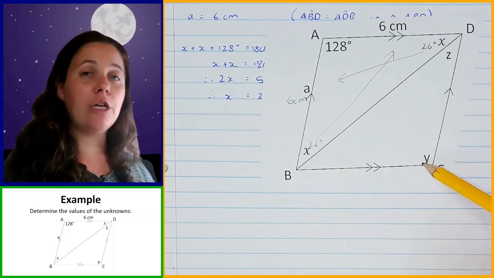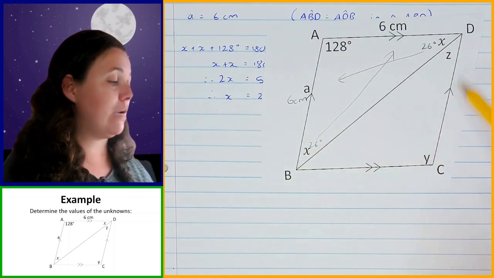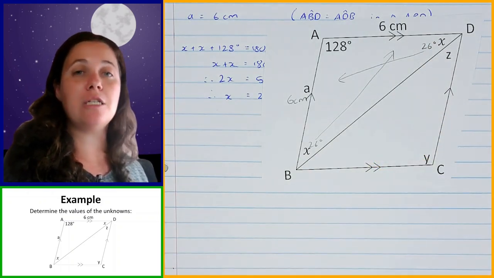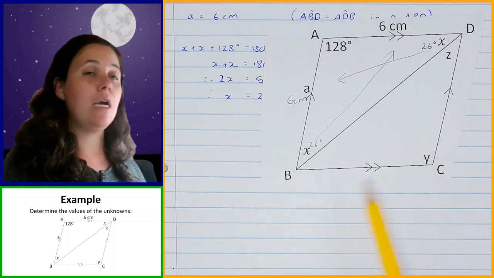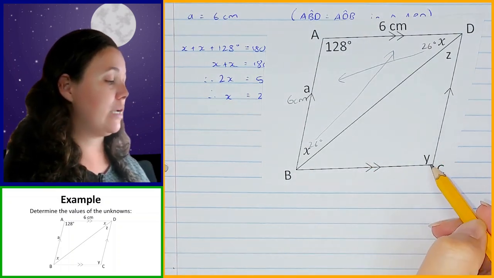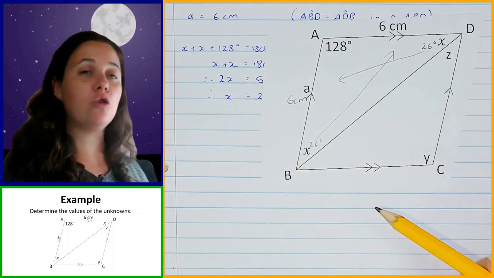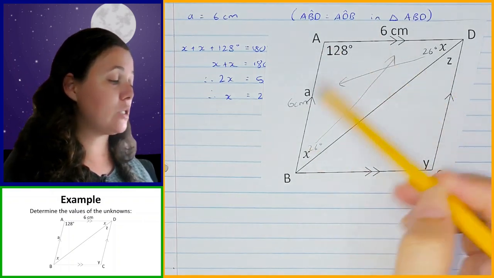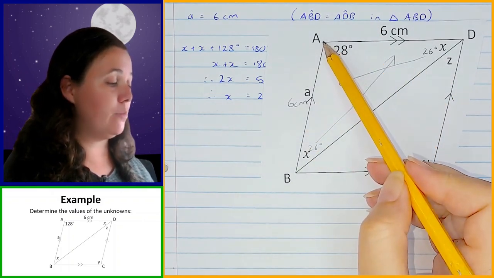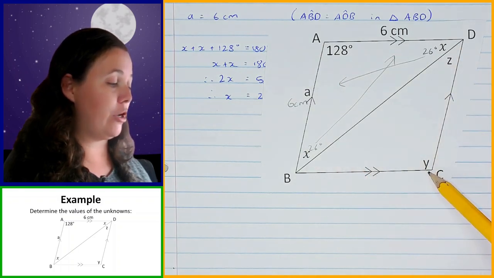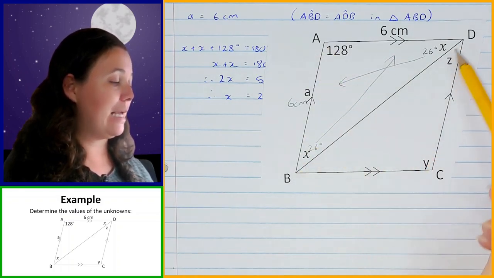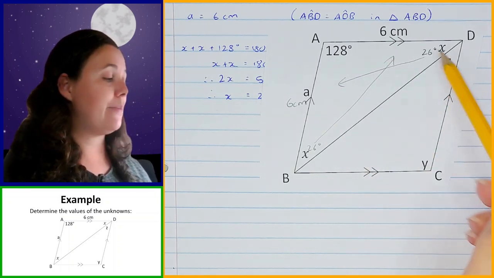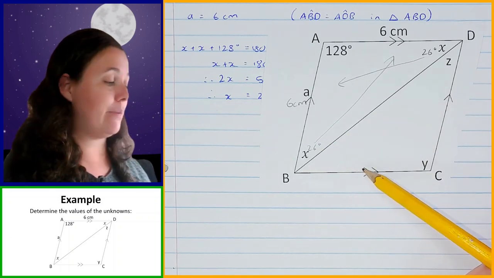So what I need to do now is work out what kind of quadrilateral this is, because if I know what kind of quadrilateral it is, I can then use the properties of that quadrilateral to work out the angles in the quadrilateral. So I'm going to look at the quadrilateral ABCD, and try to determine what kind of quadrilateral this is. First, I can see that they've told me AD and BC are parallel to each other, and AB and CD are parallel to each other. So that is two pairs of opposite sides that are parallel. That means that this quadrilateral is a parallelogram.